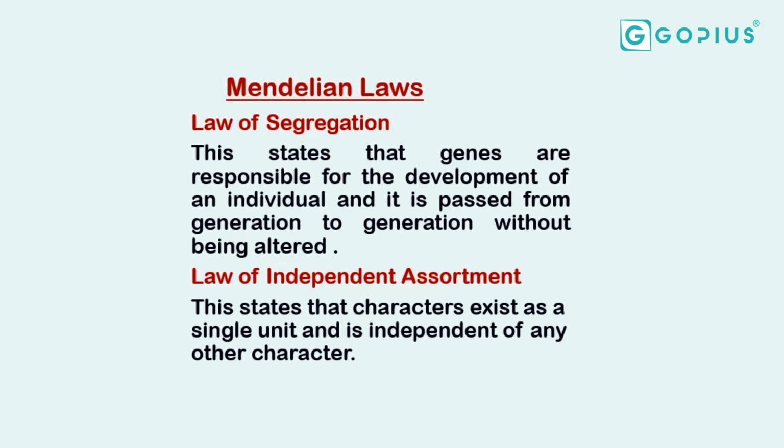We have the law of segregation. This states that genes are responsible for the development of an organism, and it exists from generation to generation. That means it is passed from generation to generation without being altered or changed. And he also brought up another law known as the law of independent assortment. This states that characters exist as a unit, and they are independent of any other character, which I will explain by making various examples. So we are going to look at heritable characters in plants.